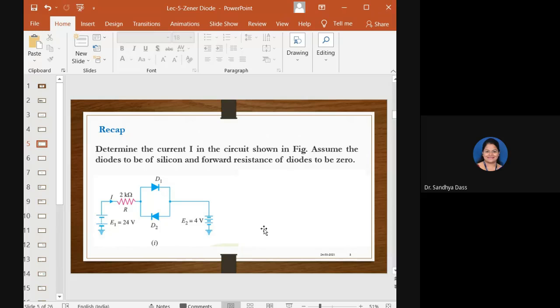Observe the circuit. Determine the current I in the circuit. So again, you have to apply KVL there. Consider the closed loop and apply KVL. Can anyone quickly give me the KVL equation there? Can you try quickly?